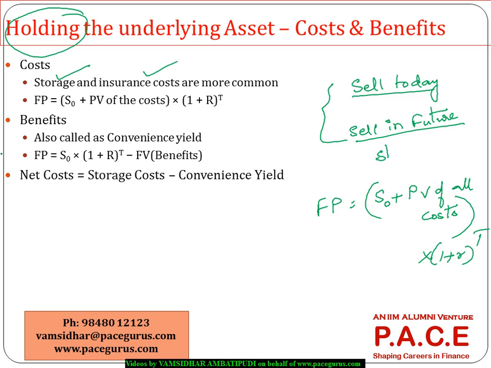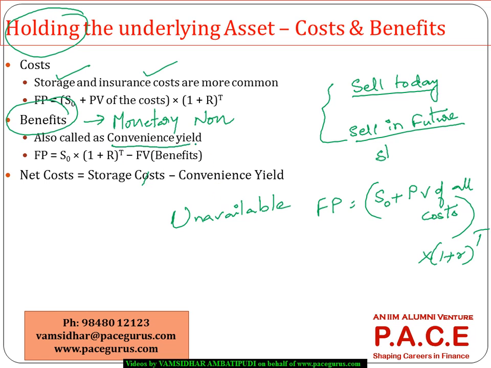In the same way, we are also talking about a benefit that can come by holding the asset. So any kind of benefit that I am getting may be monetary, may be non-monetary. In some cases, there may be a non-monetary benefit also. Probably there is a possibility that the asset is unavailable in future, so better to store it right now itself. So there may sometimes be a monetary or a non-monetary benefit. If there is any kind of non-monetary benefit, we can even call it a convenience yield.